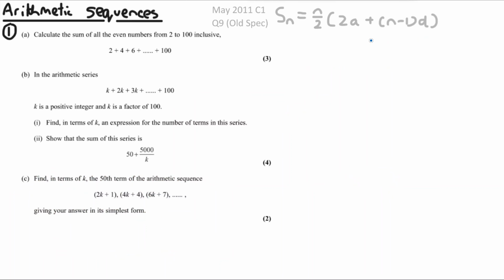So here's a question on arithmetic sequences and series. I've given you the formula for Sn because in an exam you'd be given it in the formula booklet, so you don't need to remember it, and you can just look it up in there. So pause the video, have a go, and I'll go through the answers in about 5 seconds.